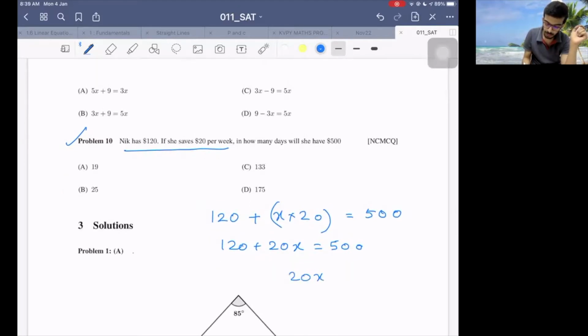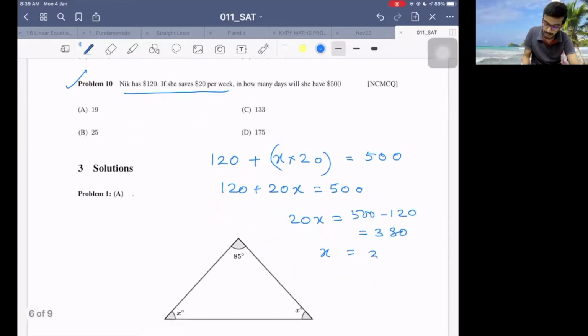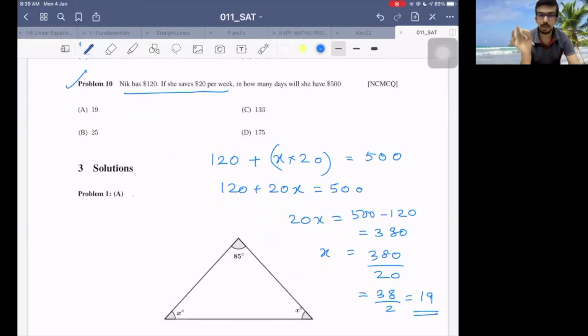So 20x is equal to 500 minus 120. That is going to be 380. So your x is going to be 380 divided by 20, which is 38 divided by 2, which is 19. 19 is the number of weeks, at the end of which she'll have $500. She has $120 to begin with, and every week she's saving up $20. So in 19 weeks, she'll have $380 saved up. With an initial saving of $120, it will amount to $500. But be careful. They have asked the number of days. So it's essentially 19 into 7, which is 133. 133 days is the answer.